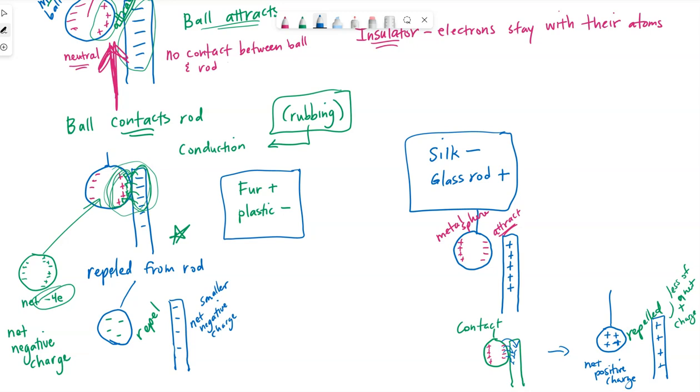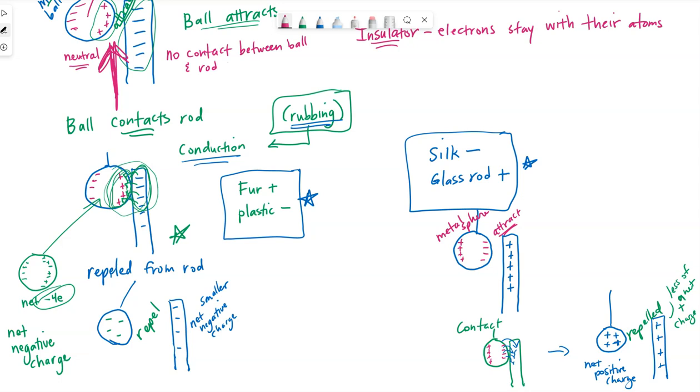All right, so keep in mind these two situations. Silk with glass, the silk becomes negatively charged, the glass becomes positively charged. Fur with plastic, fur becomes positively charged, plastic becomes negatively charged. And it could be plastic, rubber, anything along those lines. So conduction is a term that we will often see that also represents this rubbing of one surface along another.